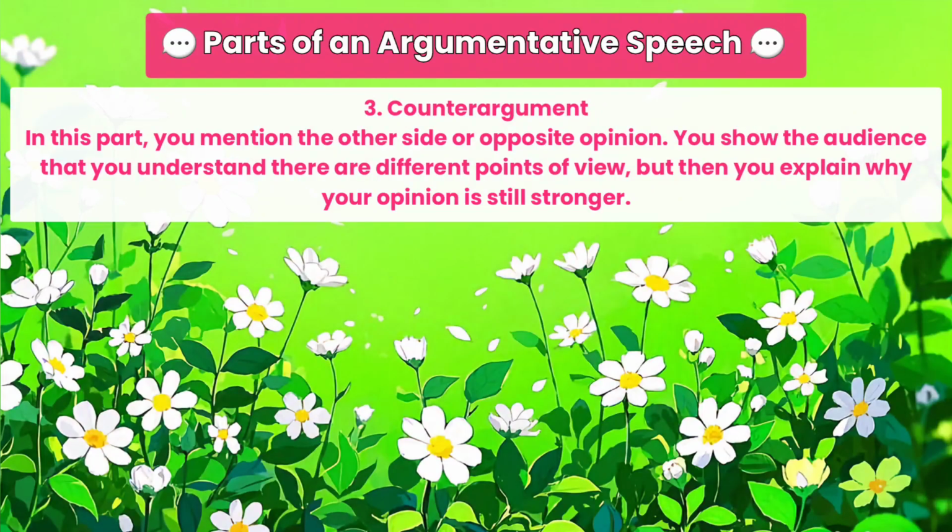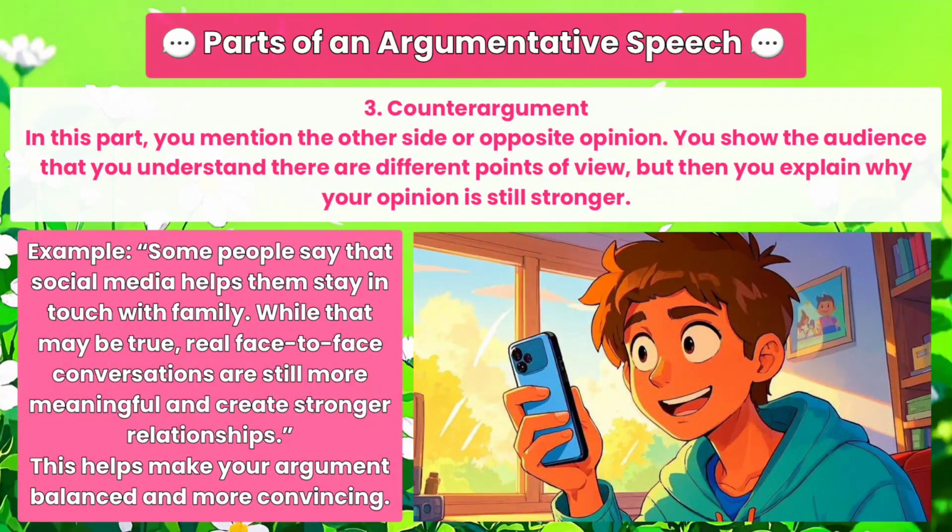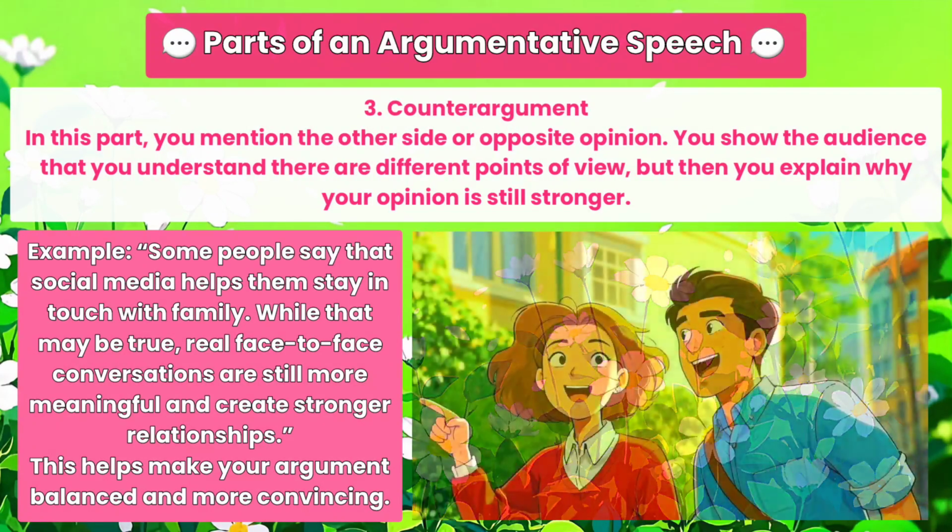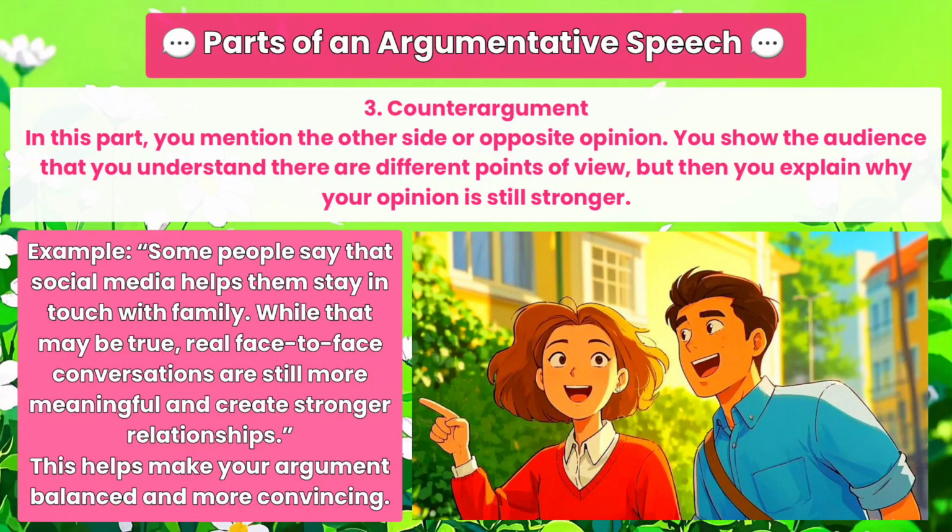Number 3, counter-argument. In this part, you mention the other side or opposite opinion. You show the audience that you understand there are different points of view, but then you explain why your opinion is still stronger. Example: some people say that social media helps them stay in touch with family. While that may be true, real face-to-face conversations are still more meaningful and create stronger relationships. This helps make your argument balanced and more convincing.